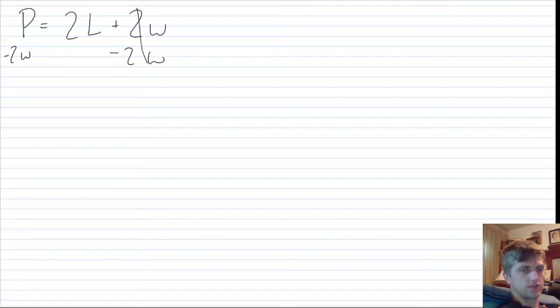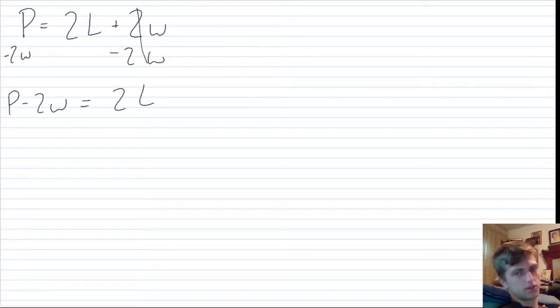These things cancel. We're left with 2L on the right. P minus 2W, neither of those can combine, so we just rewrite it. P minus 2W equals 2L. Alright, we want to get L by itself. What's happening to L? It's being multiplied by 2. What's the opposite of multiplication by 2? Division by 2. What we do to one side, we'll do to the other.